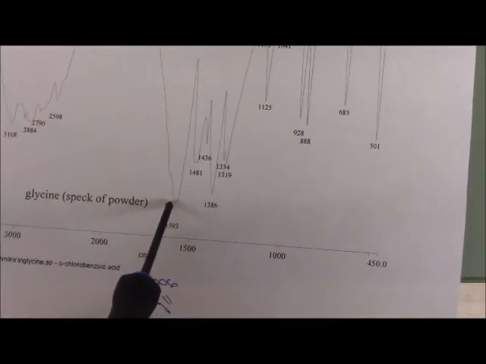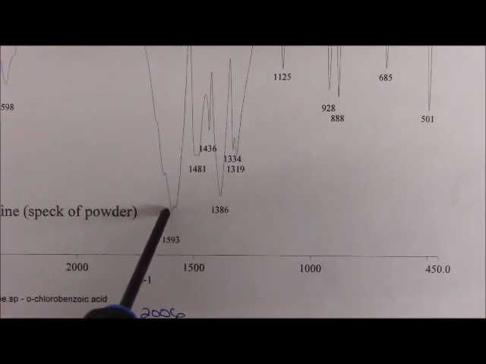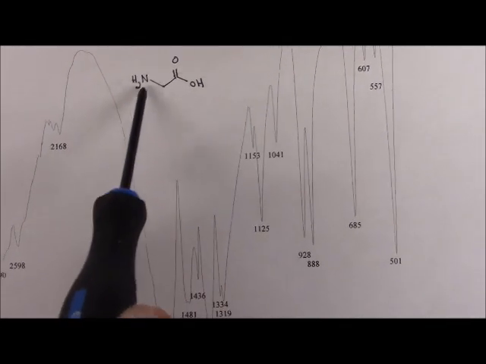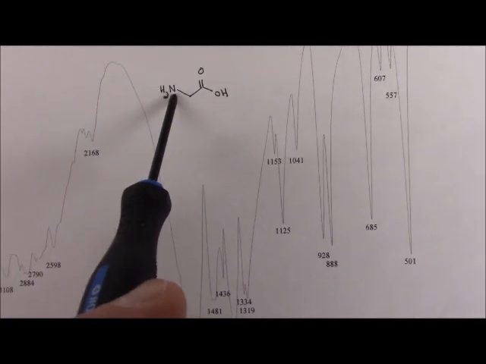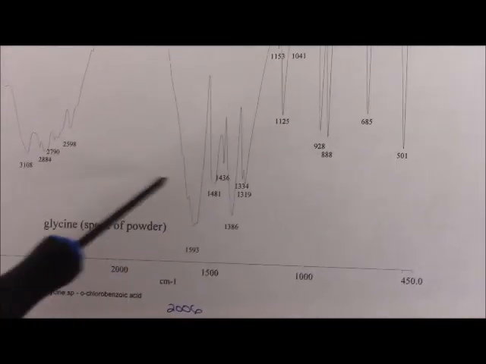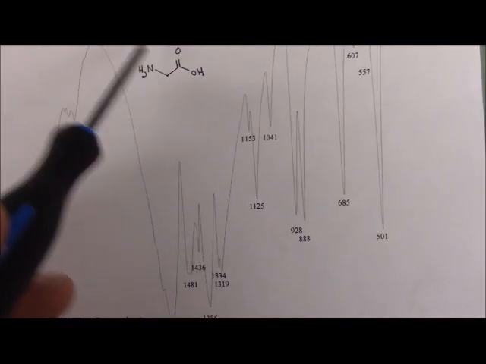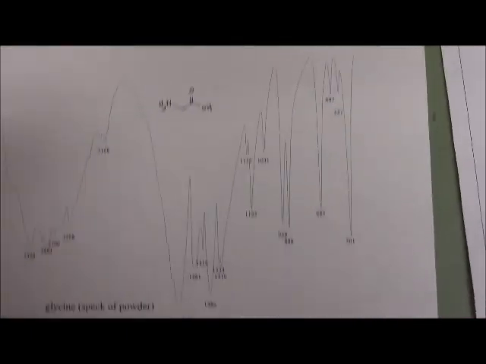It's a mess. This peak, the glycine. So what you're going to see here, 1593, the best you can say is that's that carbonyl. You will also see that NH bending can be quite strong. So I would almost circle this right here and say it's either NH bend or the carbonyl stretch of that acid. Other than that, there's nothing else here that is obviously circleable for the glycine.